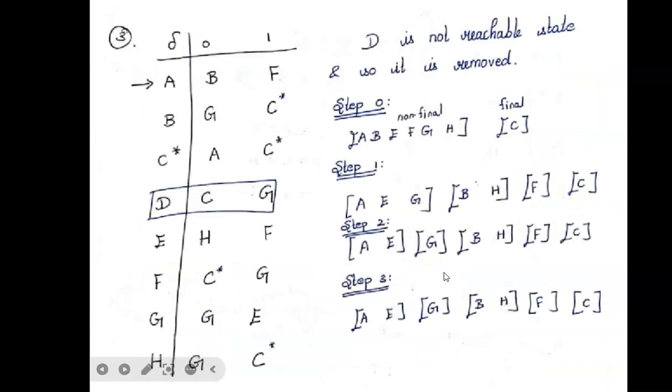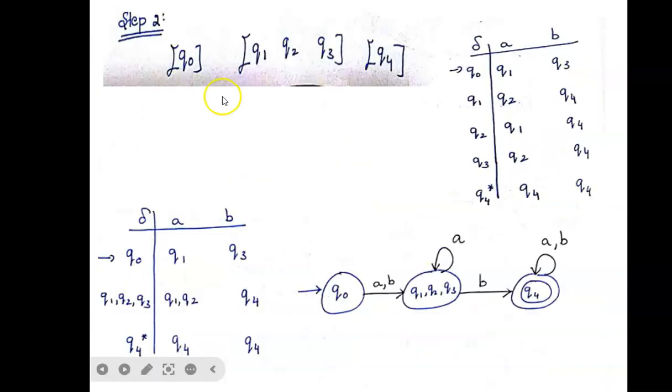Next, we are having these three partitions: Q0, Q1, Q2, Q3 and Q4. Now we will see again, can we keep this group only or do we need to partition further? So we'll see again. For Q0, A and B I am getting Q1 and Q3. So Q1, Q3 are from the same group. Fine. For Q1, Q2, Q3, here I am getting Q1, Q2, here I am getting Q4. That means Q1, Q2 are from this group, Q4 is from another group. That is also fine. And for Q4, both are Q4. So that is fine. So that means I cannot partition it further.